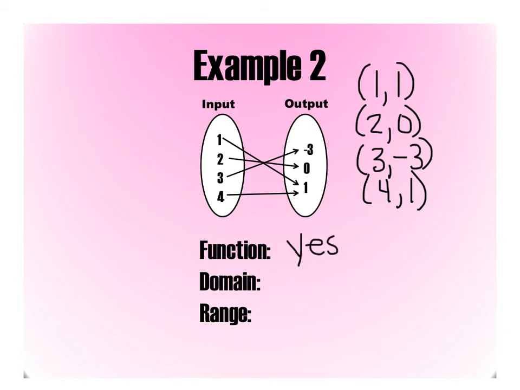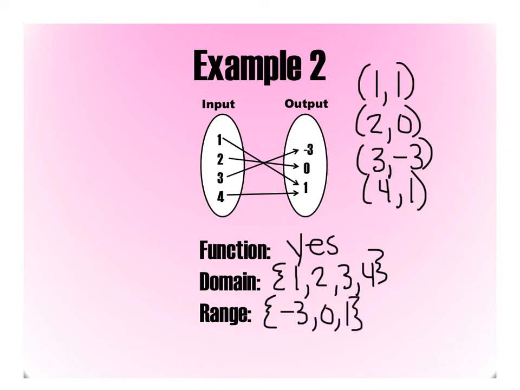Then we have to write our domain. Our domain, remember, is our x values or our inputs. So if we look there, our inputs are already written for us. All we have to do is write them down in numerical order. So we have 1, 2, 3, and 4. Now if we look at our mapping diagram for our range, we already have it: -3, 0, and 1.